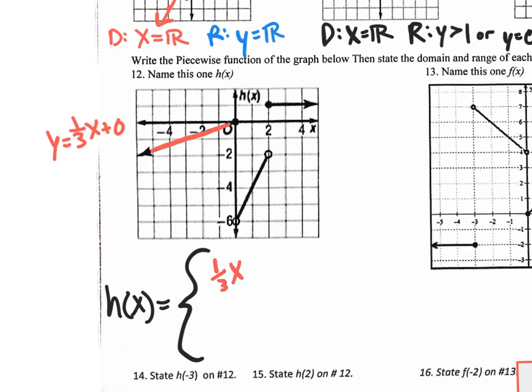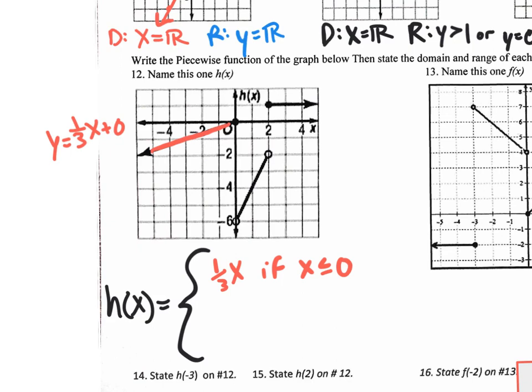Now what's the condition? What part of this line are we showing? We're only showing the left side of the value of 0 on the x. So we're going to say if x is less than or equal to 0. Why or equal to? Because it had a solid dot right here. Okay? And that's the first part of your graph from left to right.